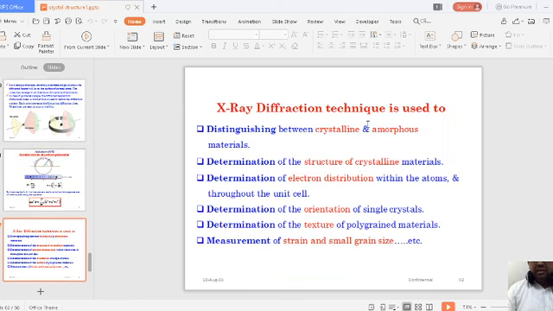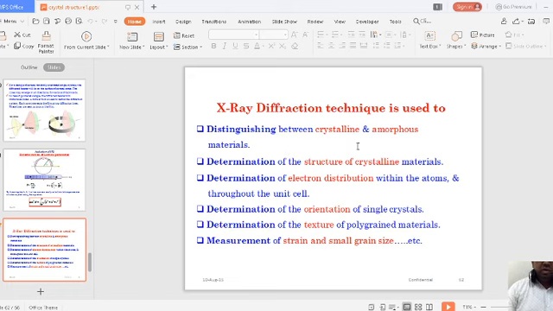Now the X-ray diffraction technique is used to differentiate between crystalline and amorphous materials. Whatever powder form you have taken, we can determine whether it is crystalline or amorphous. We can also determine the structure of the given crystalline material, and how the electrons are distributed within the atoms throughout the unit cell.